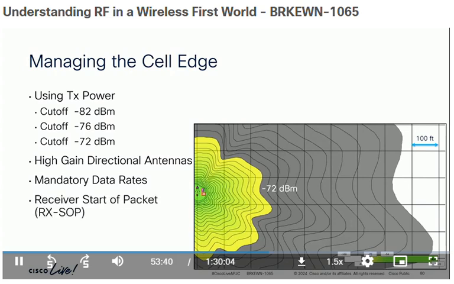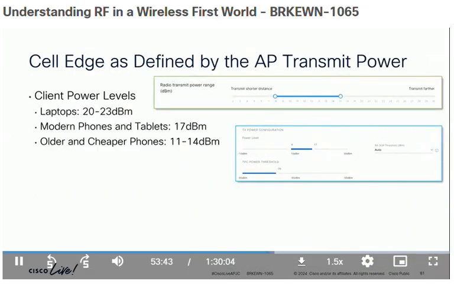Last but not least, there's a more advanced topic, receiver start of packet. We'll touch on that in a minute. But just to go back to transmit power, what I want you to think about is that cell size, remember we said, is determined by the client. So yes, I'm going to change the transmit power, but what I really care about is my client and how the AP is going to hear it. And so we need to look at the transmit power of my client devices.